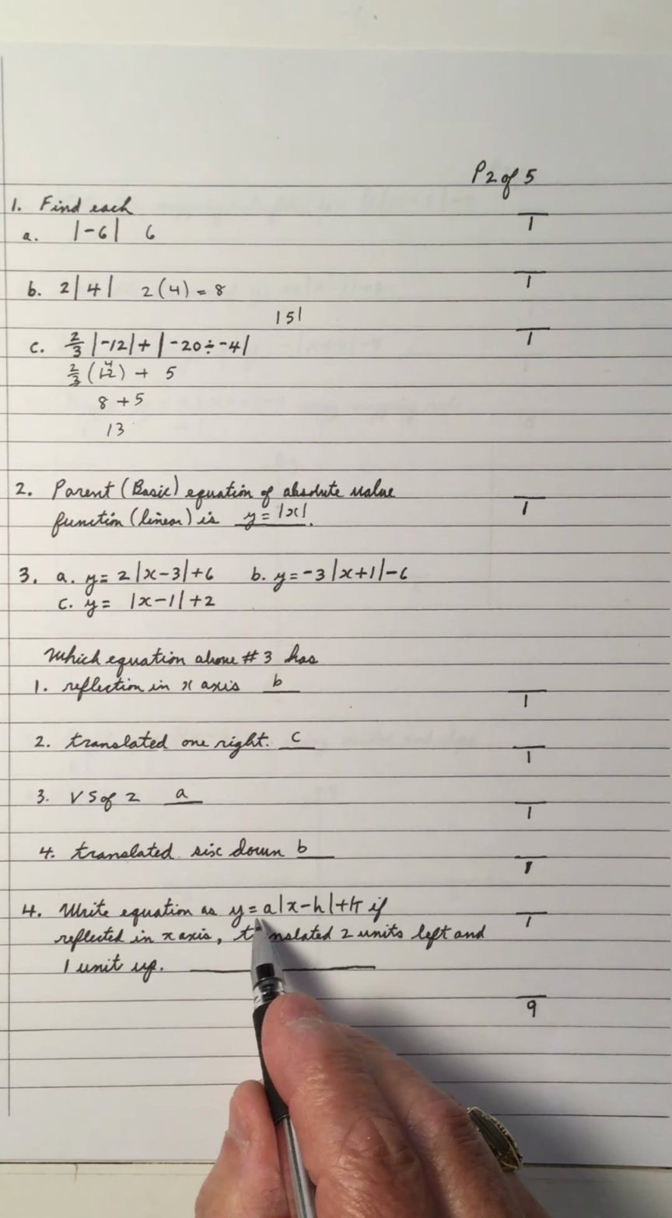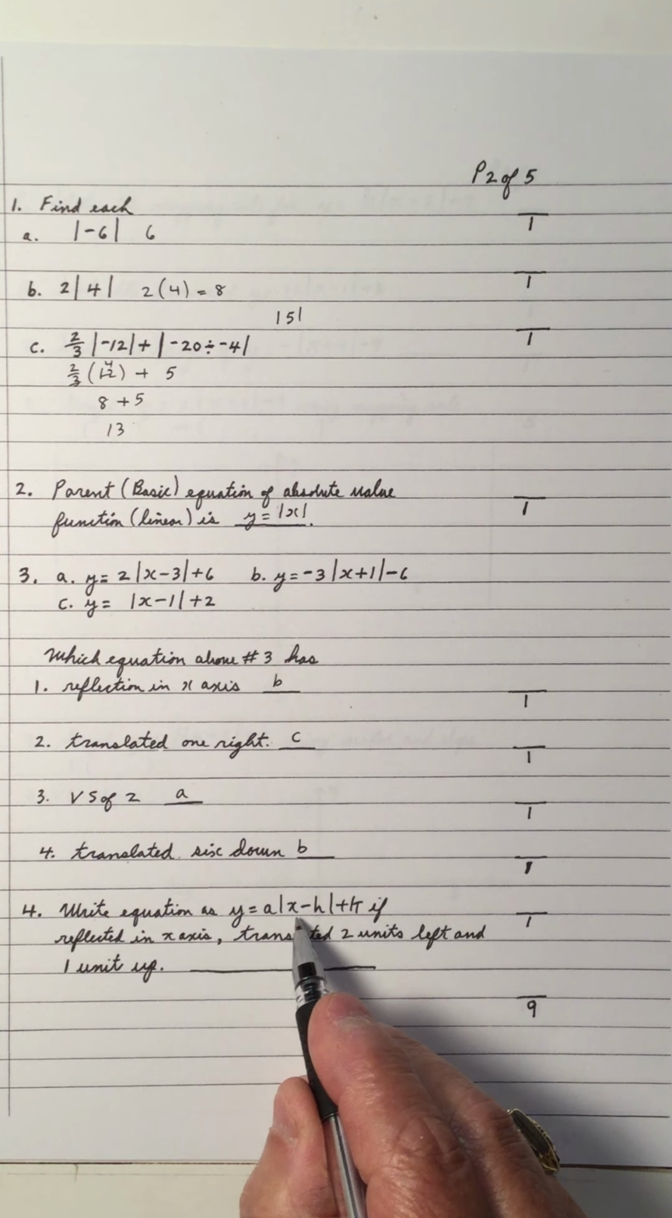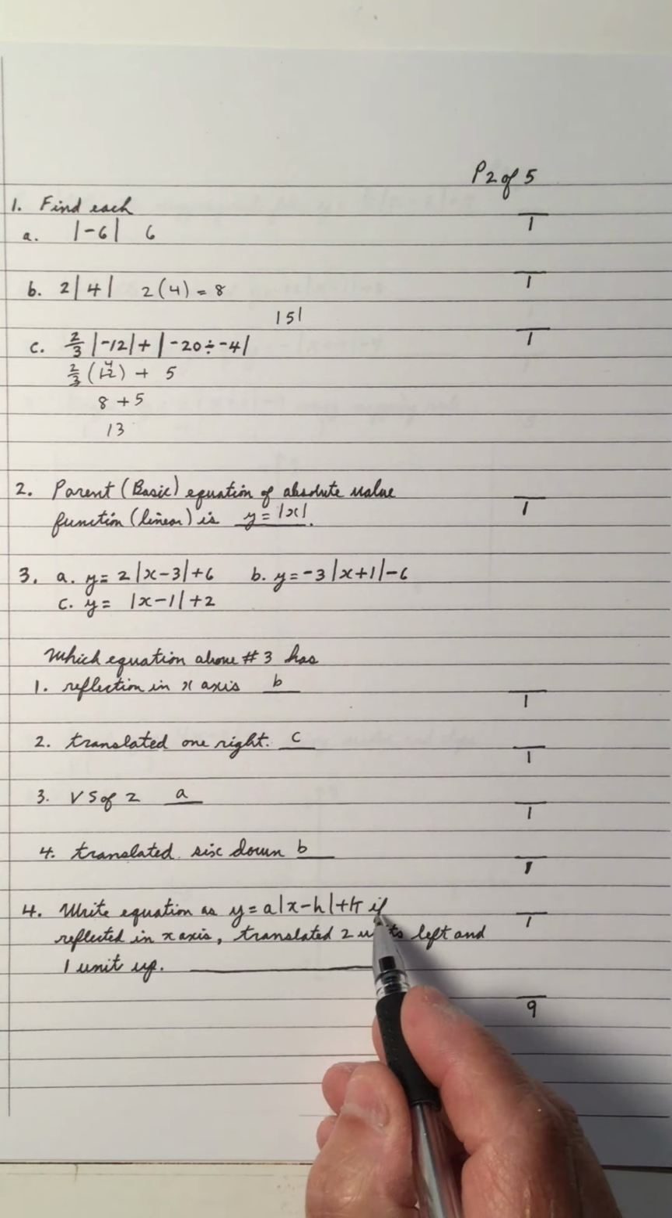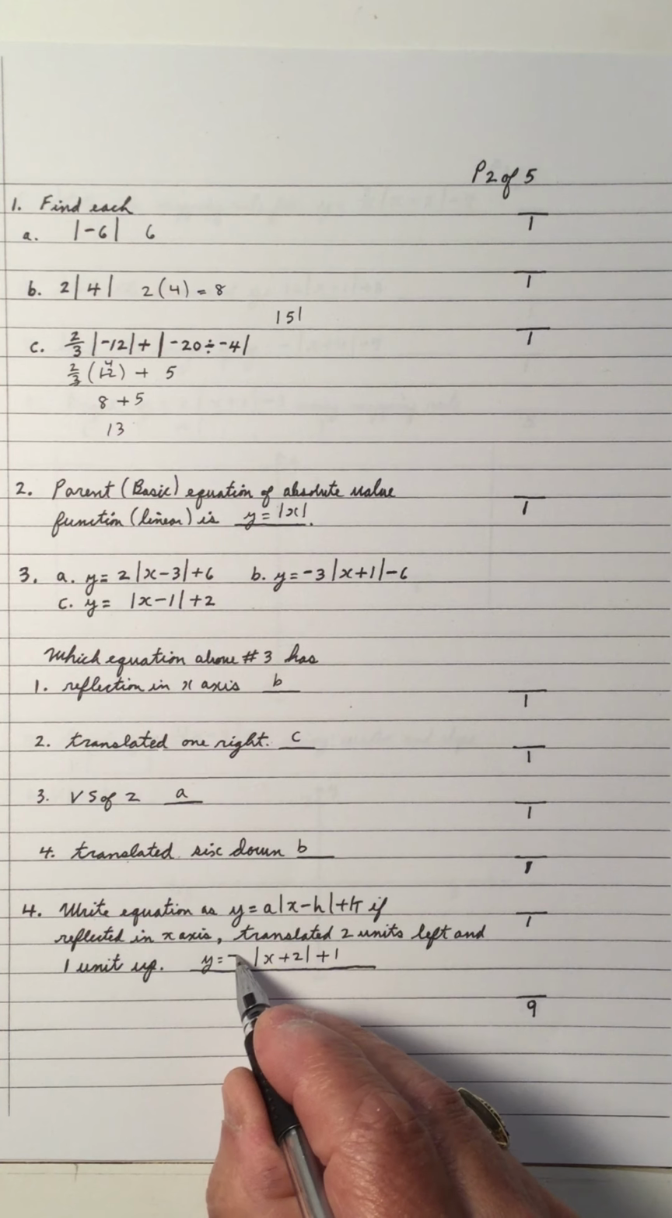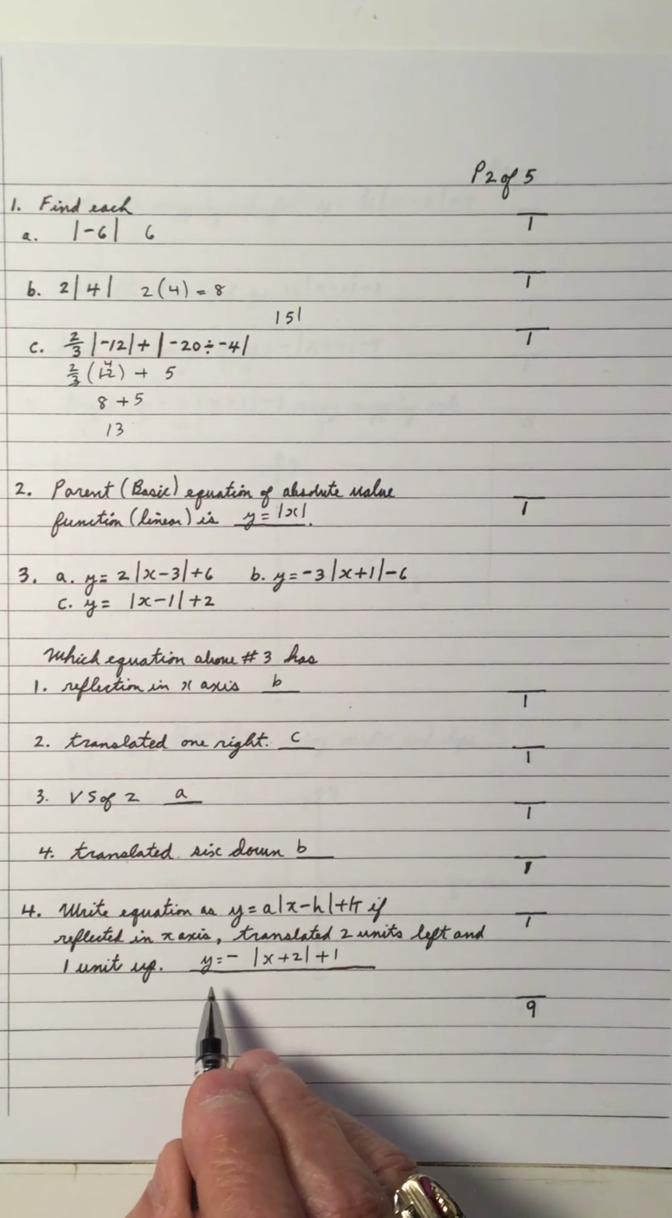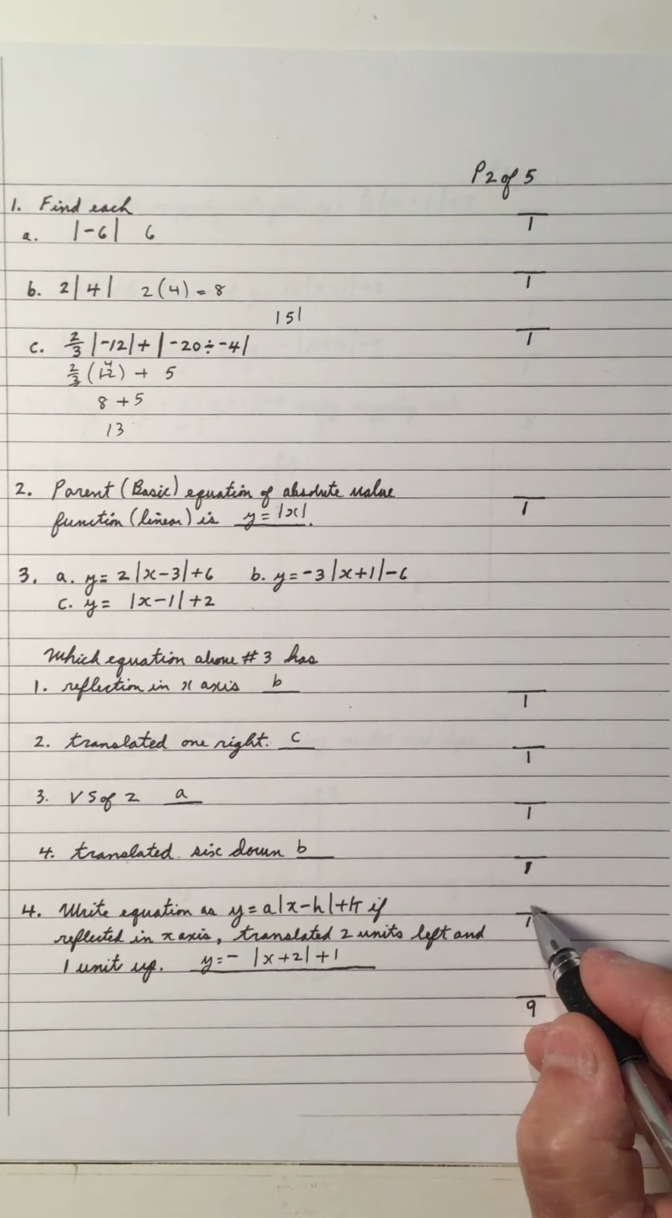Number 4, write the equation as a times the absolute value of x minus h plus k if reflected in the x-axis. If it's reflected in the x-axis, that means we have a negative. If it's translated 2 units left, that's a minus 2, so therefore it's an x plus 2 because it's opposite. And it's translated 1 unit up, so that's a plus 1. So that means there's no vertical stretch. The vertical stretch is 1. So if you have this equation, give yourself a mark.